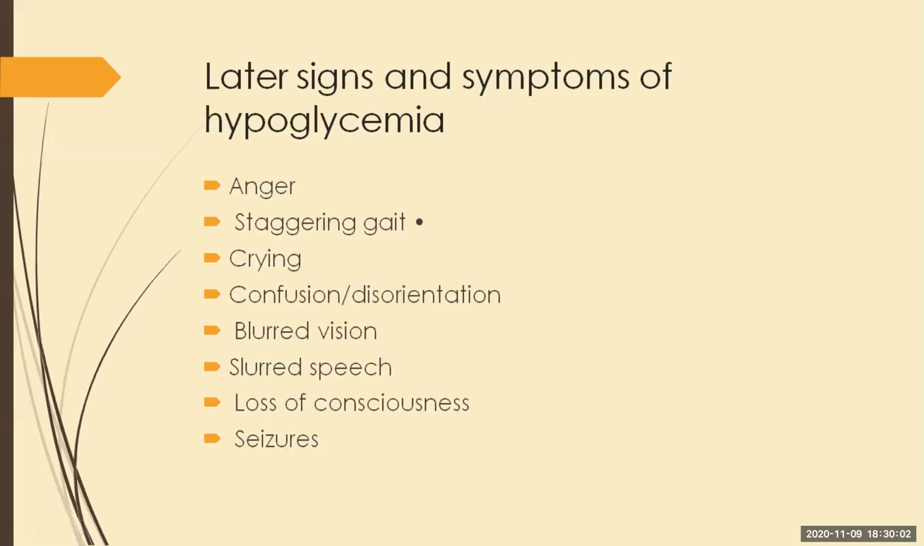So these are the other little signs of hypoglycemia. The patient might become very angry, and you see a child who is always crying and throwing herself or himself on the floor, may start having a staggering gait. They are crying, confused. If they are in the class and they are writing, you will find they are actually writing straight lines instead of taking their notes in the class.